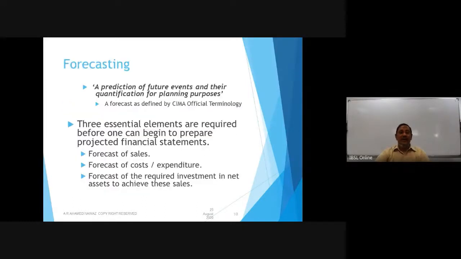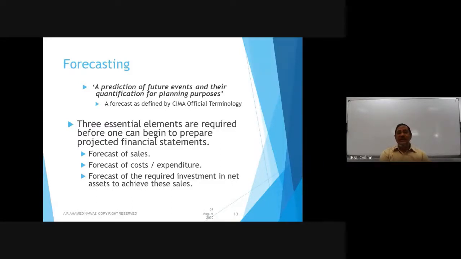Okay. Now forecasting is a prediction of future events and their quantification for the planning process, as defined by CIMA terminology. What CIMA has defined is that forecasting is a prediction of future events. Look to the future and their quantification for planning purposes. Quantified. Qualitative statements cannot be perfect because they should be quantified. Quantify, then only you can plan and manage. What amount, quantum, that's important.